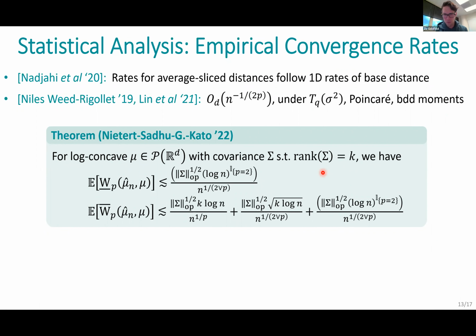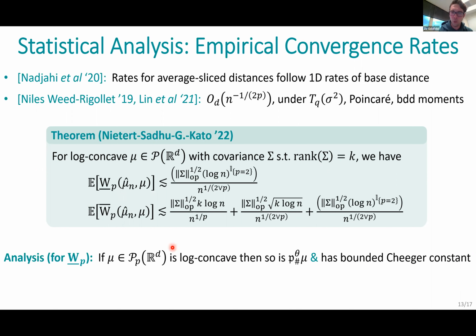And let me maybe say a couple of words of how we establish those bounds. For the average sliced case, we strongly rely on the one-dimensional empirical convergence rate analysis due to Bobkov and Ledoux. And specifically, we showed that if mu is log concave, then all of its projections are log concave as well. And this allows us to control from below the Cheeger constant associated with these projected distributions.